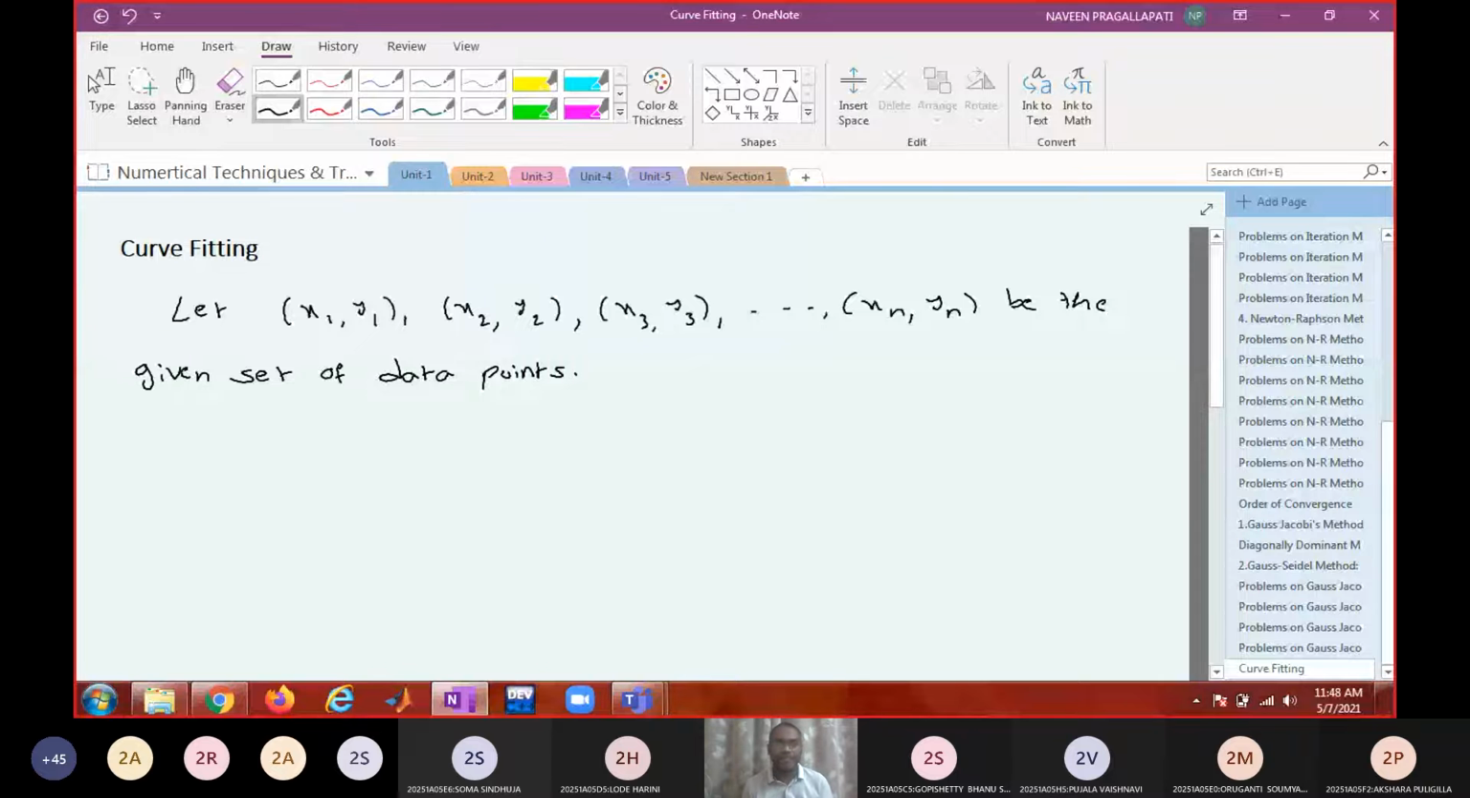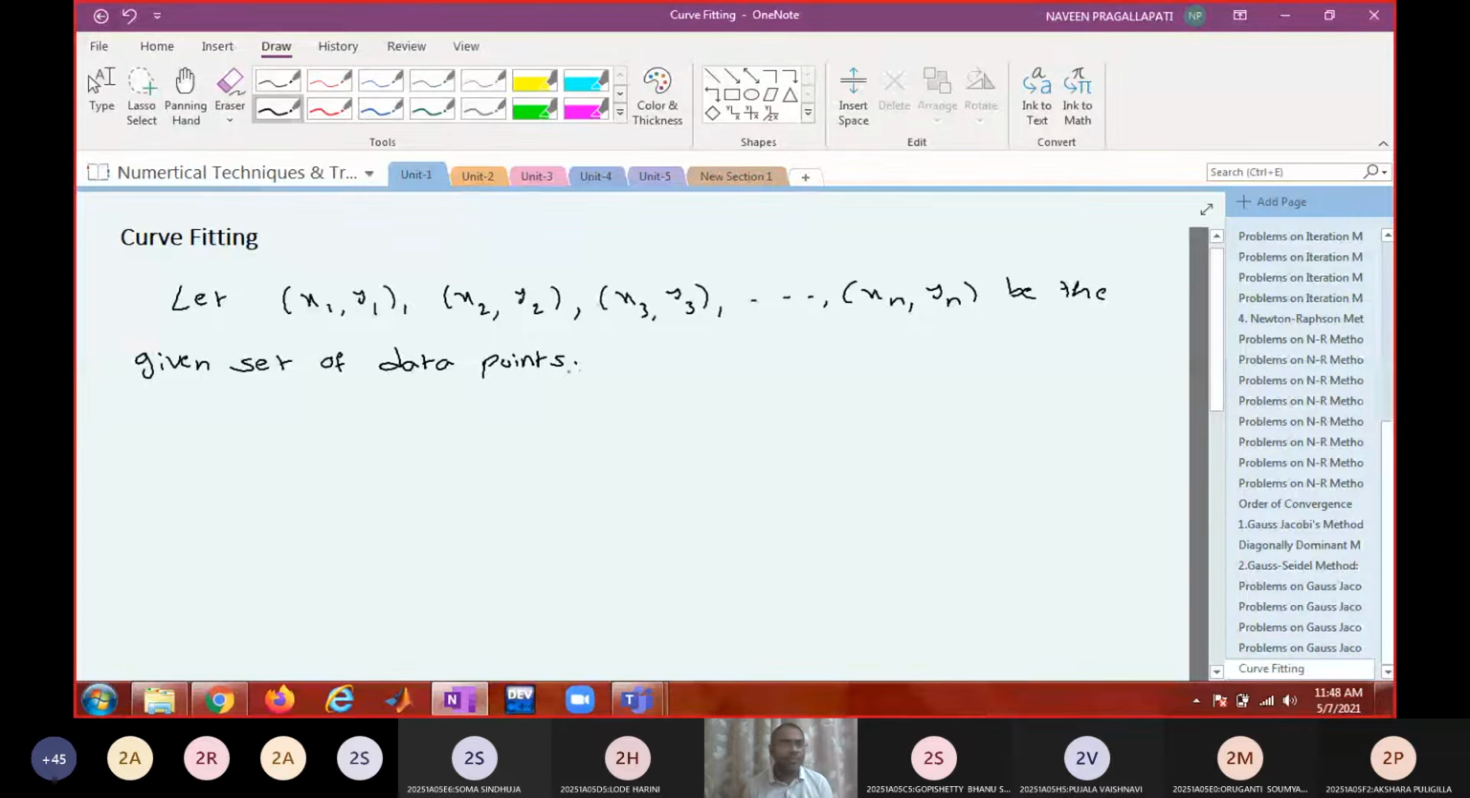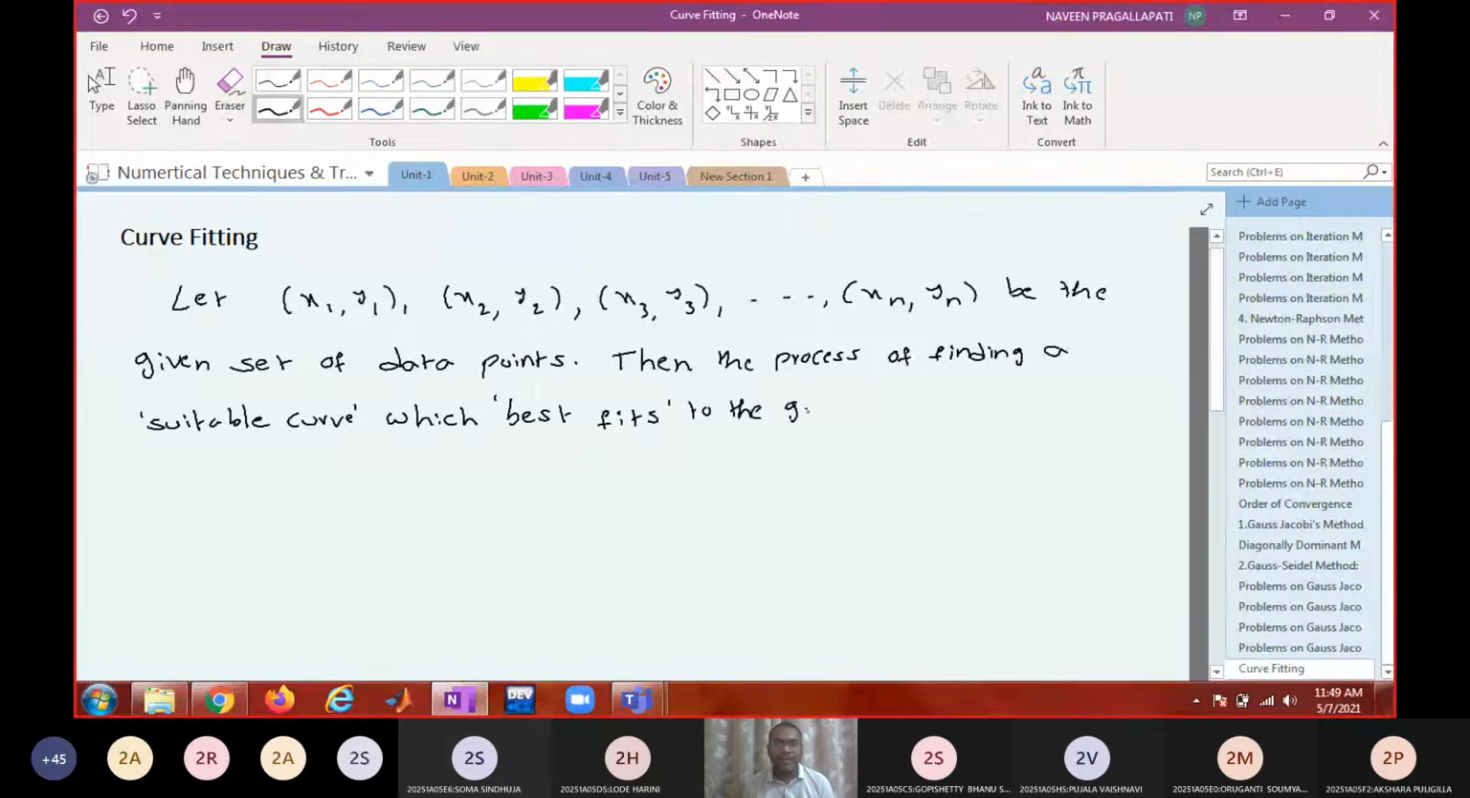Okay, so then the process of finding a suitable curve, a suitable function, okay, a curve, a suitable curve, which best fits to the given data is called curve fitting.